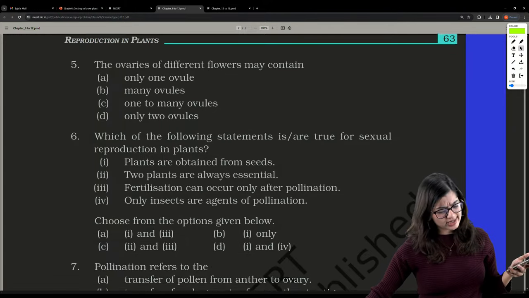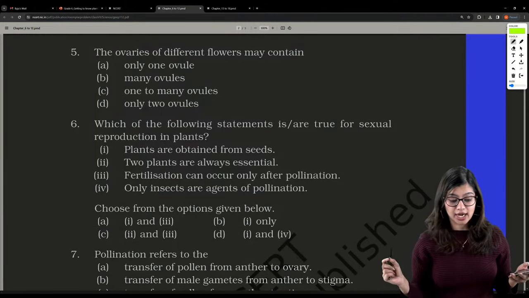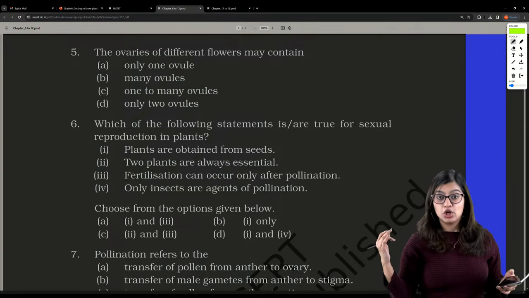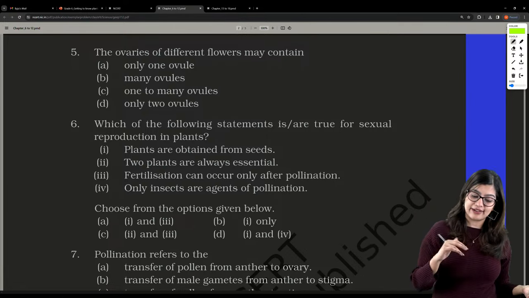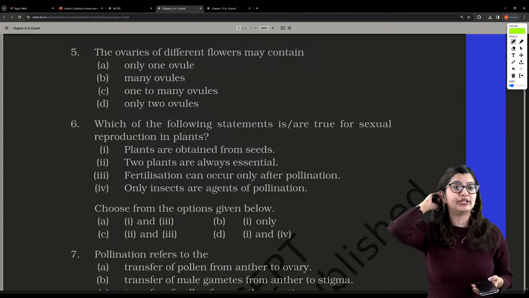Now let's go on to question number 6, students, on our screens. This chapter you guys have a lot of doubts. Which of the following statements is or are true for sexual reproduction? One, plants are obtained from seeds. Two, plants are always essential. Three, fertilization can occur only after pollination. Four, insects are agents of pollination.